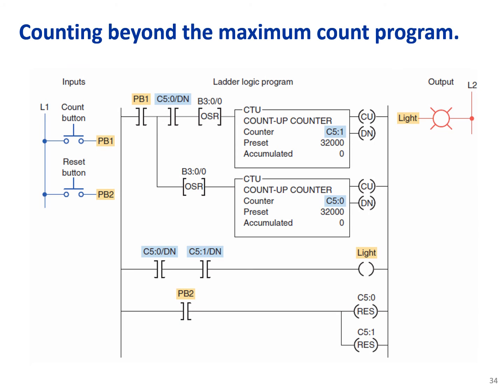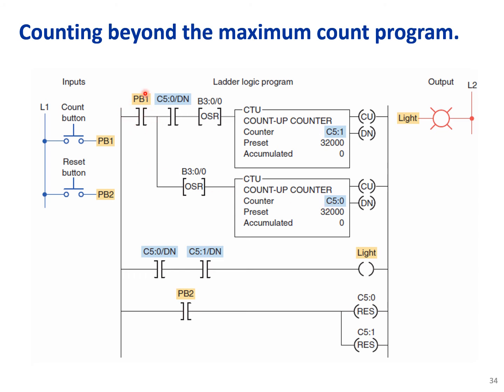Counting beyond the maximum count number. Assume the maximum count number is 32,000 and you want to count beyond that. How could we do that? We could cascade and use two counters. One is 5-1 and the other one is 5-0.